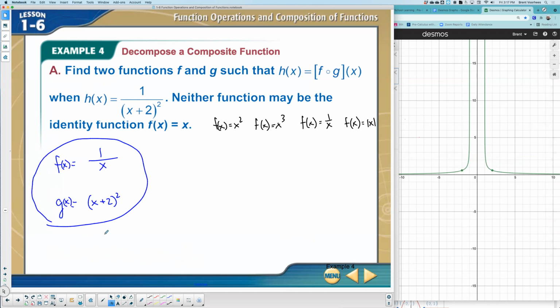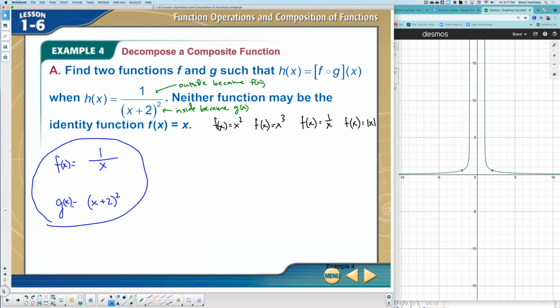Now, would you have to use this one? No, you can use a lot of different ones, but this would be a very basic one, because I see two different parent functions. I saw a parabola or quadratic function, the squared, and I saw the reciprocal 1 over x, rational. And since I saw two different parent functions, I took the inside and the outside. The inside of the reciprocal became g of x, and the outside reciprocal function became f of x.